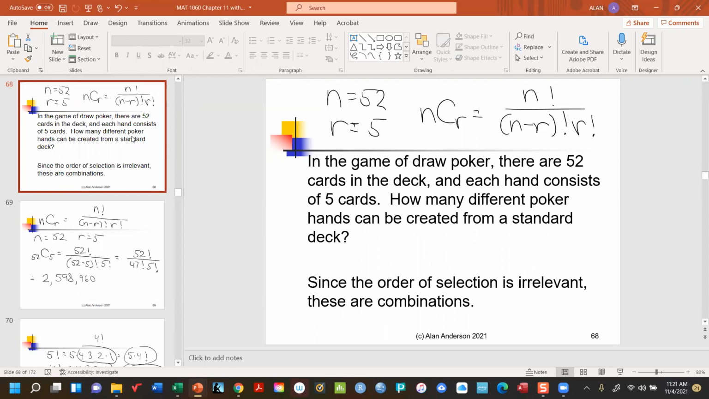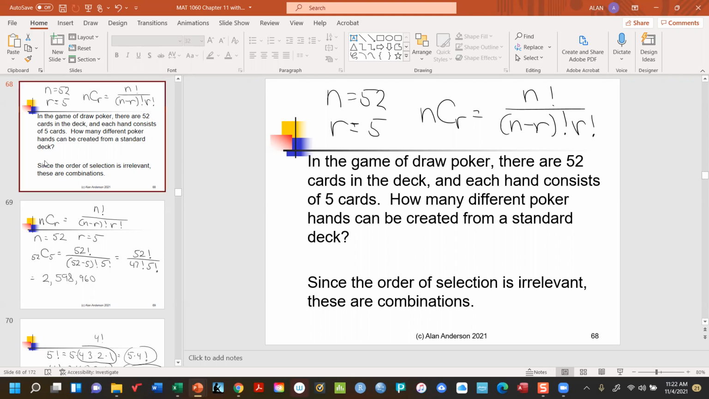So that means that each hand we get when we're playing draw poker could be considered a combination of 5 cards chosen from 52. So we can ask ourselves the following question. How many different hands can be formed from a standard deck of cards? Well, that's a combination problem where n is 52 and r is 5. Now, with this one, there's a trick that I want to show you because this is going to get very awkward.